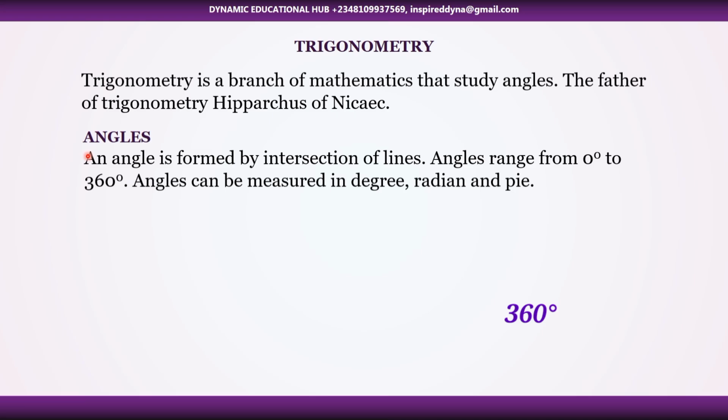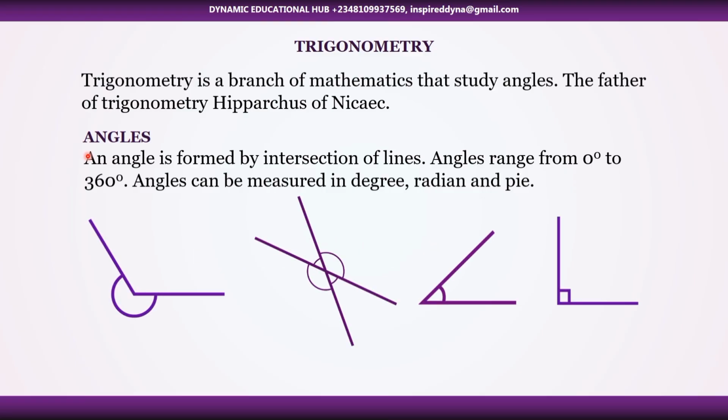For instance, 380 degrees is still equivalent to 20 degrees. Just subtract 360 from it, then you get 20 degrees. That's the concept of angle. Angle can be more than this. Angle can be measured in degrees, radians, and pi.